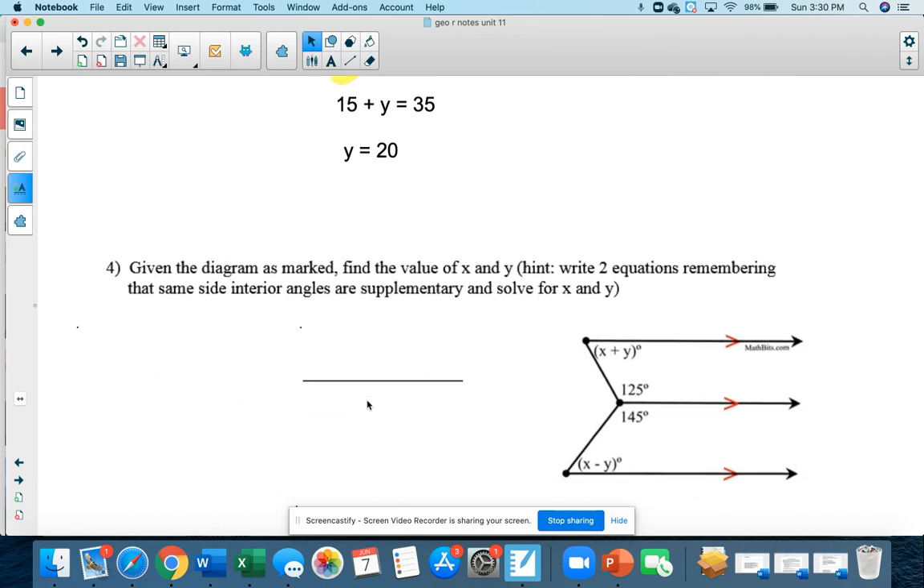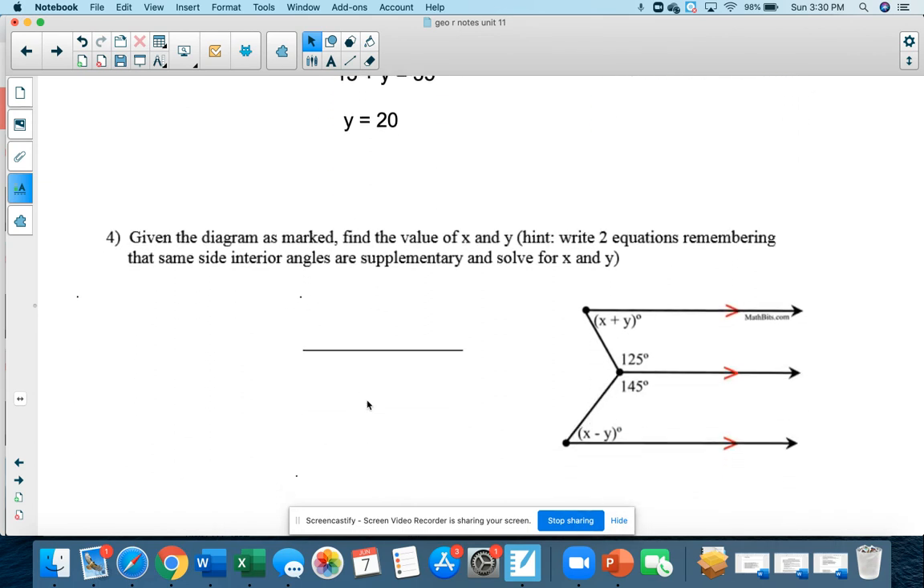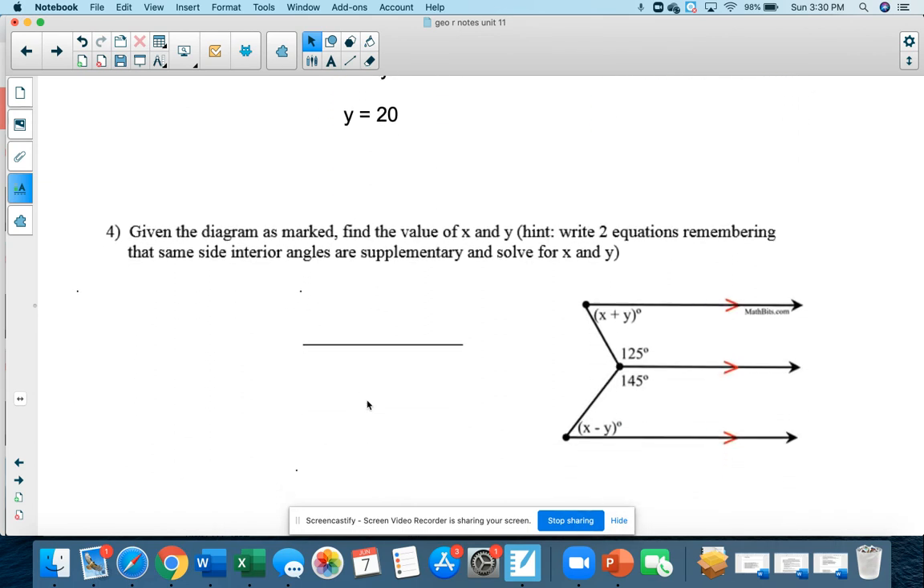Okay, and then we have this one here. So if you want to pause the video and you want to try this on your own and then restart it, you can do that. Here I have some parallel lines. Again, you're writing 2 equations. You have to remember the rule that same side interior angles are supplementary. Now, supplementary means that they add up to 180. So these 2 angles are supplementary, and these 2 angles are supplementary.